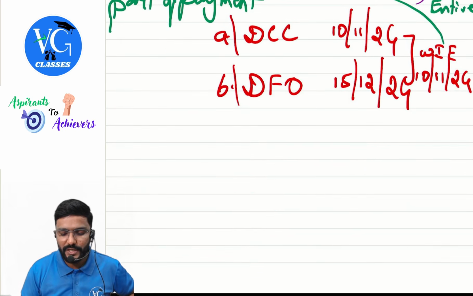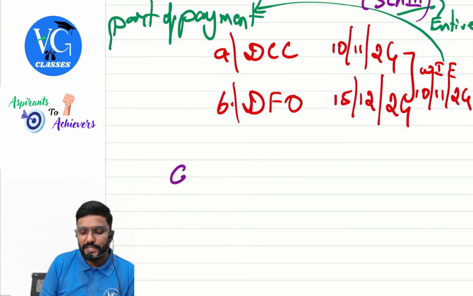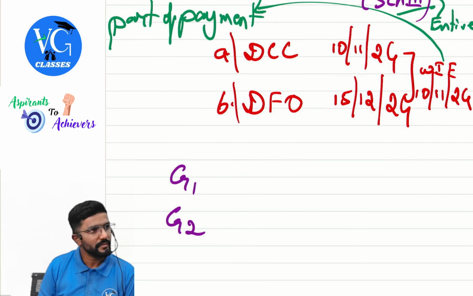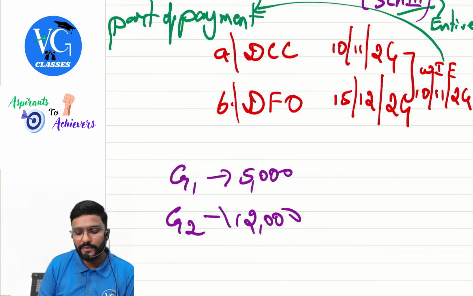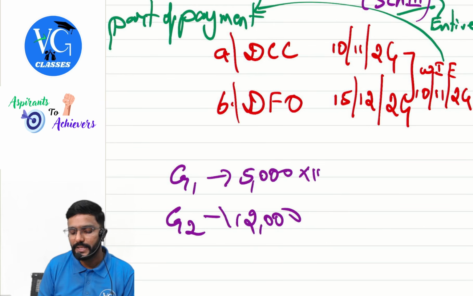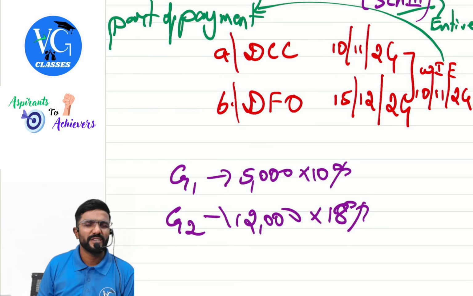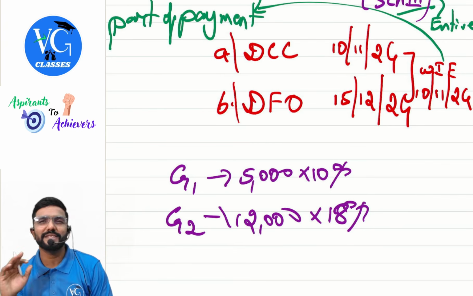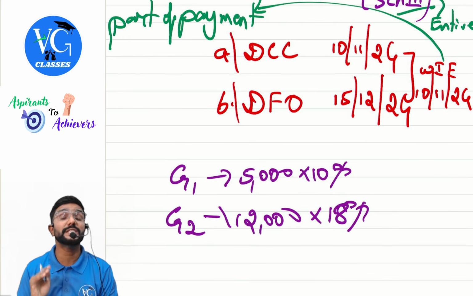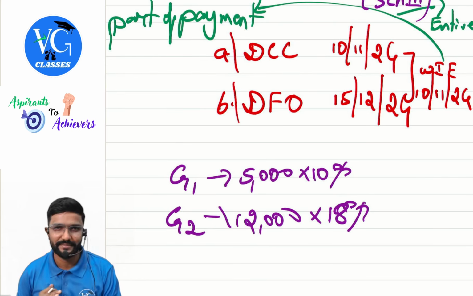So listen, let me just give some examples. Now assume, guys, I am selling G1 and G2. G1 for 5,000 and G2 for 12,000. And on G1, the rate of GST is 10% and on G2, 18%. Should we bother about composite or mixed here? No, individual supplies are at separate prices, not a single price. We need not worry about it.